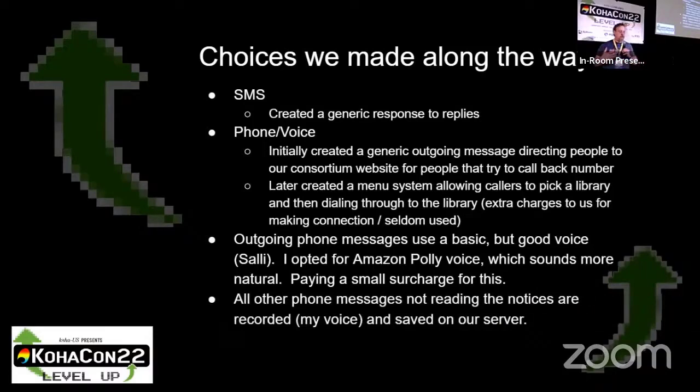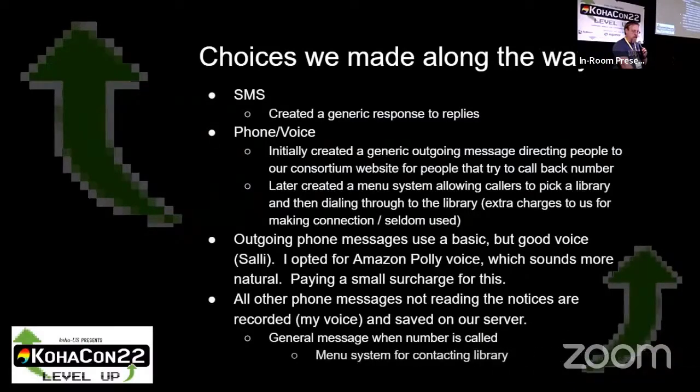All our other phone messages that are not reading the notices are recorded. For the menuing system that I did, I opted not to do any kind of text to voice. I opted to actually record the options for the menuing system. So if they call it back, they're hearing my voice. I saved those files on our consortium server and then just pointed to them in Twilio. I told it where each of these recordings were located. So they get a general message when the number is called, and they get a menu system for contacting a library.